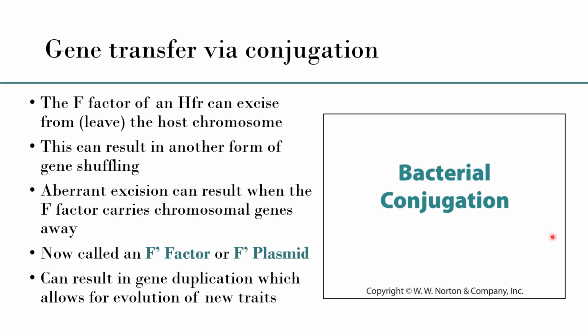The HFR F factor can leave the chromosome as well. It happens at about the same frequency as the F plasmid joining the chromosome. The same percentage likelihood is possible for it to leave. So this can result in gene shuffling. We now can have these F prime factors, or F prime plasmids, where the F factor carries away chromosomal genes. When it pulls out, it takes too much DNA with it. And that can result in gene duplication when this F prime plasmid gets transferred into a new cell.